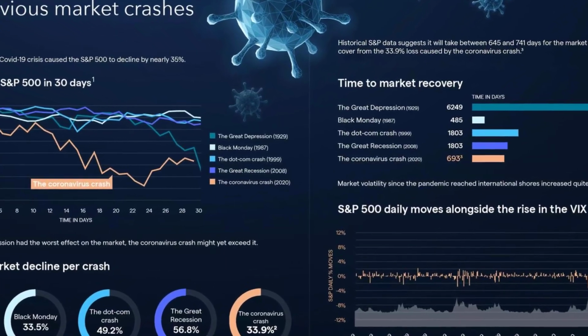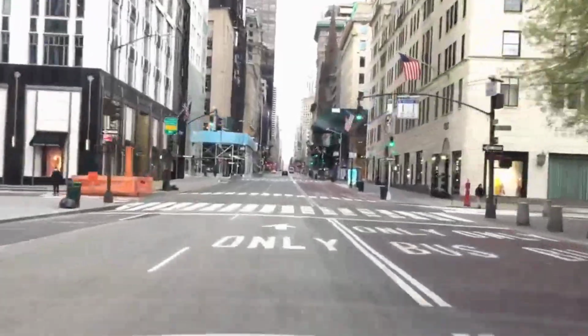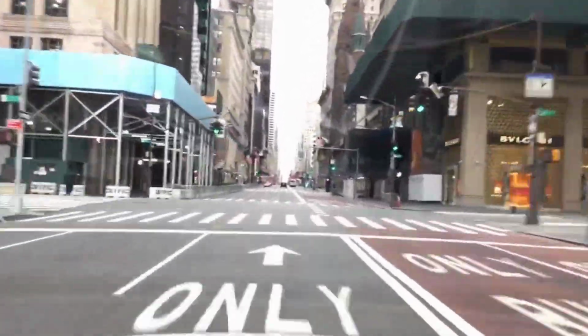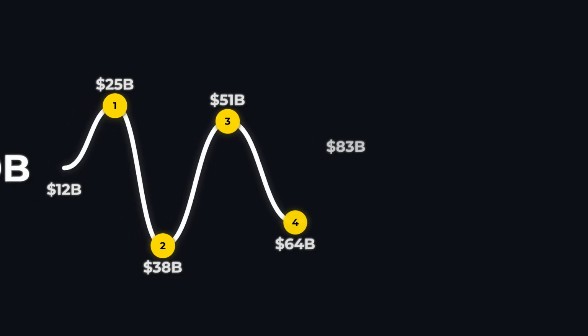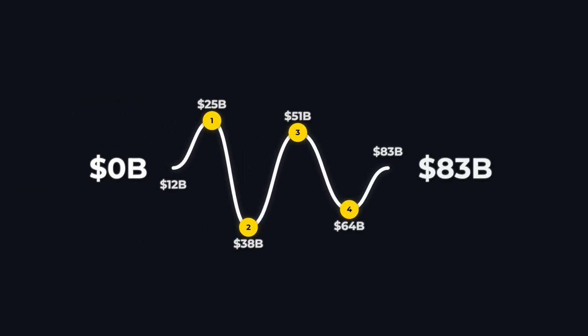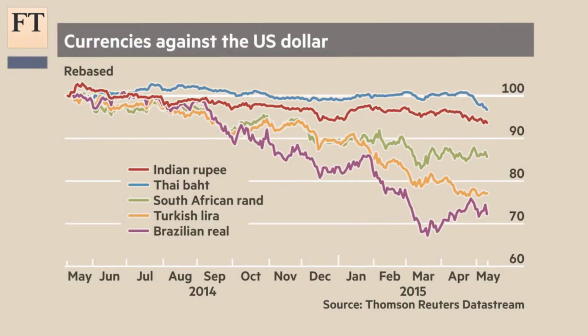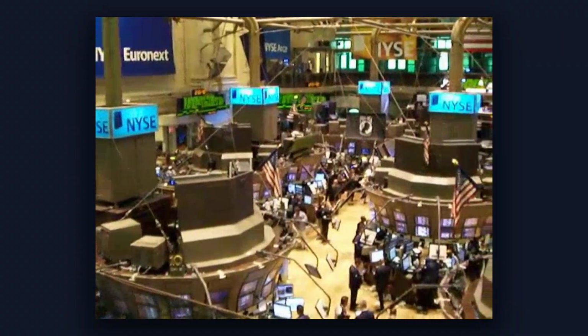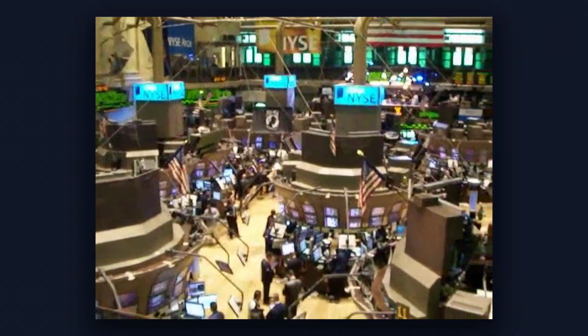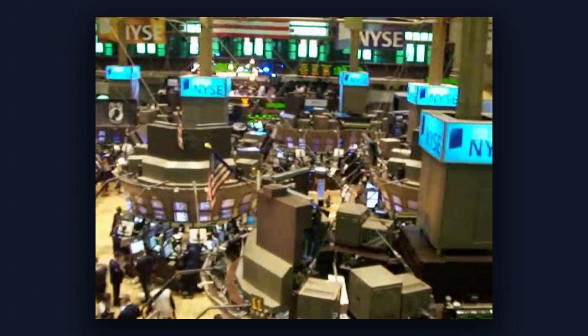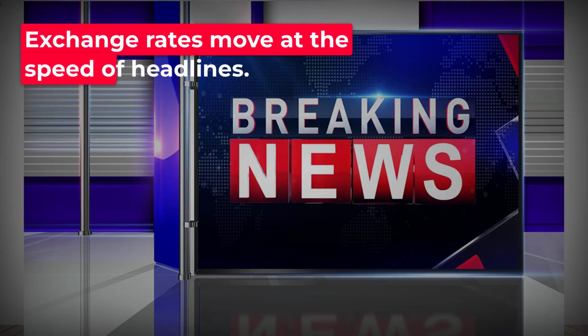March 2020 brought a different kind of shock. As the world locked down for COVID-19, investors rushed for safety, pulling billions from emerging markets. Currencies from Brazil to South Africa tumbled 20, 30, even 40% in a matter of weeks. In each case, currency values did not wait for official statements or economic data. They moved at the speed of headlines.